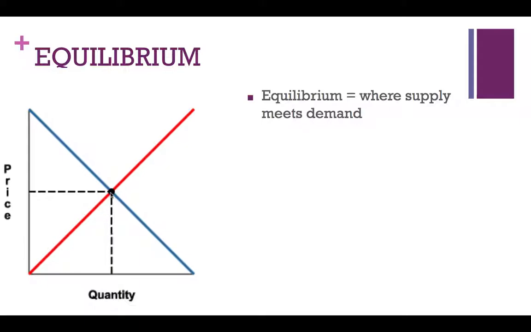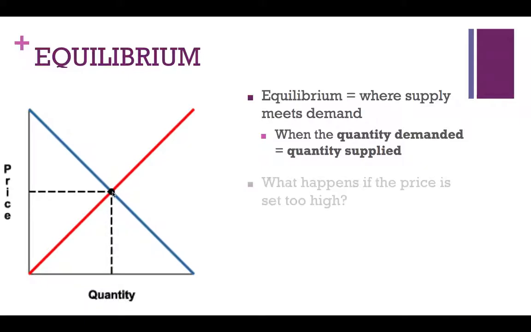So at a given price, we see the market clearing price or equilibrium price where producers and consumers agree upon that price. Now, that is when the quantity demanded, remember quantity demanded is a point on the line, is equal to the quantity supplied, another point on the supply line.